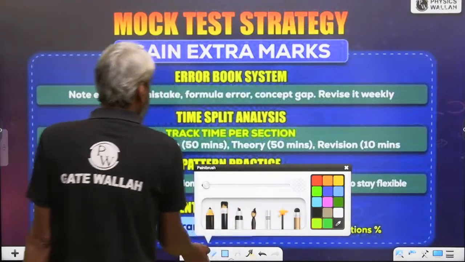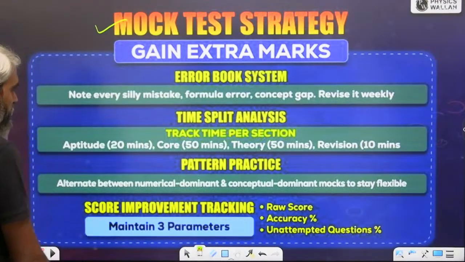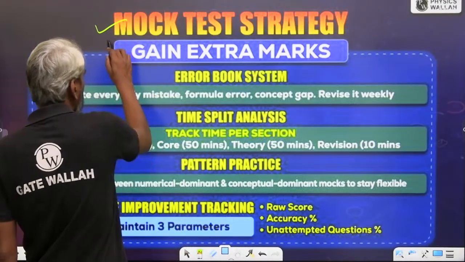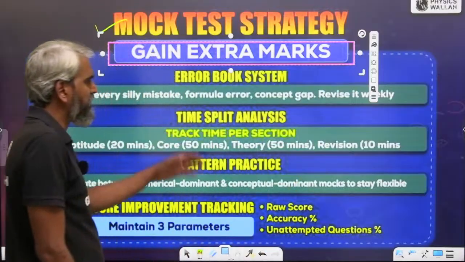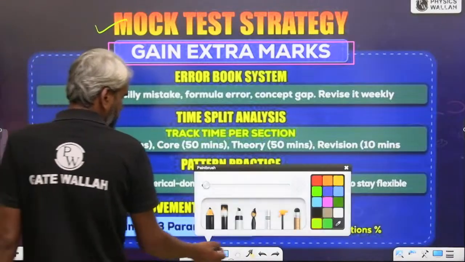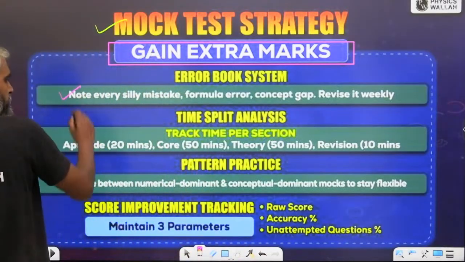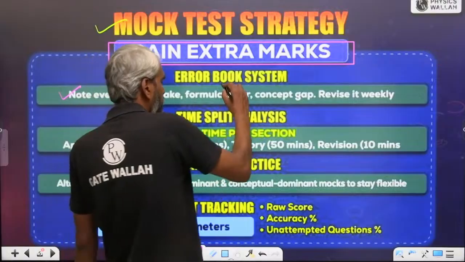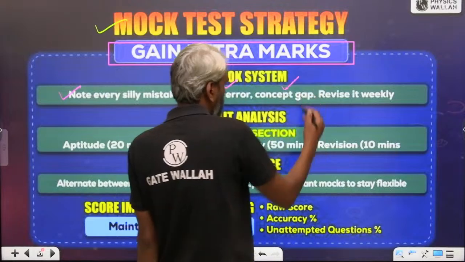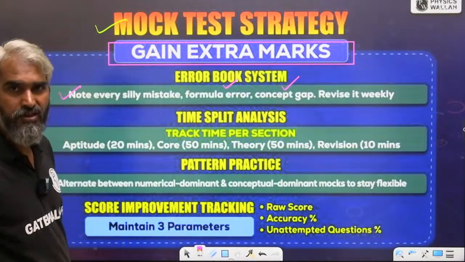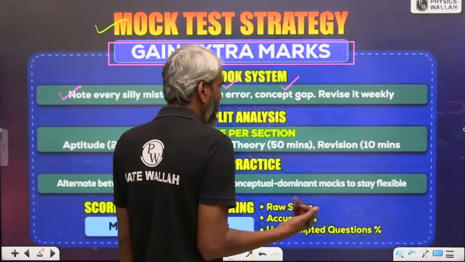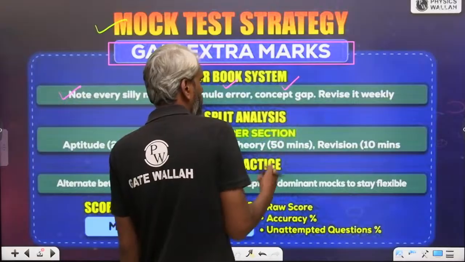Okay. The next thing is mock test strategy. The previous one was also similar. But what is important when you appear for the mock test? What is important when you gain some extra marks? Error book system. So note every silly mistake. As I said, if you commit any silly mistake, you must know where exactly you are committing silly mistakes, where exactly you are not able to recall the formula, or where exactly you have applied the wrong formula, where exactly you were not able to solve the question because you don't have the conceptual clarity of that particular question, that is the conceptual gap.